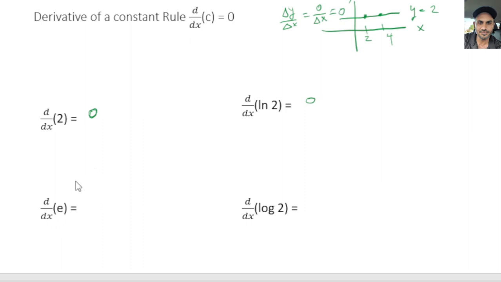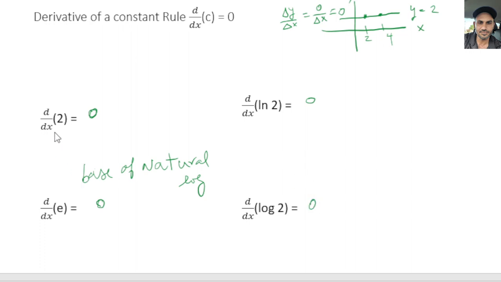Here e is the base of natural log. So this is also a constant. It has a value like 2.71 or something like that. So this is also 0. How about the derivative of log 2? Well, log 2 is a number as well, and that is also a 0.